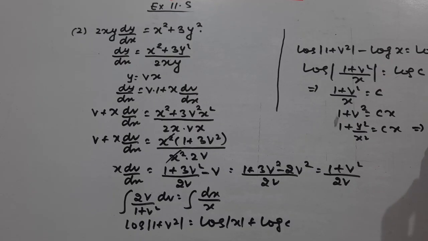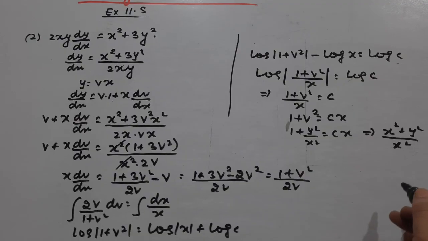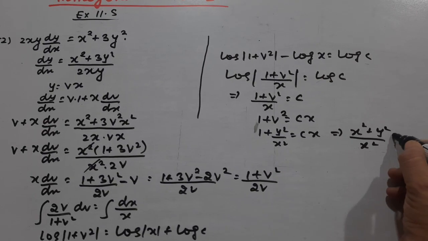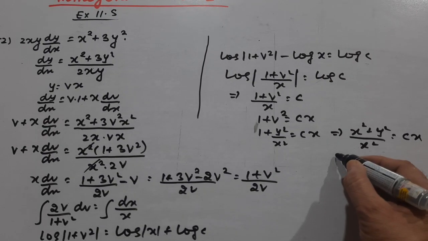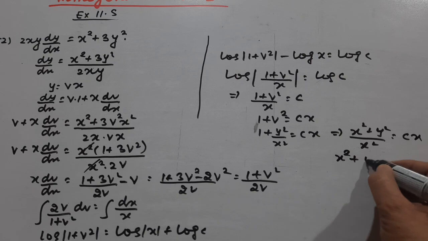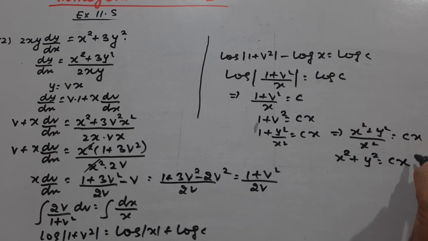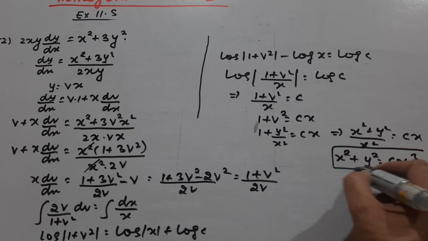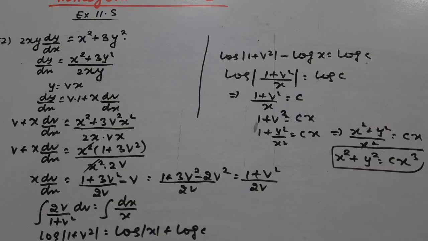On taking LCM we get (x² + y²)/x² = cx. So we get x² + y² = cx³. So this is the required answer, students. I hope this is clear to you.